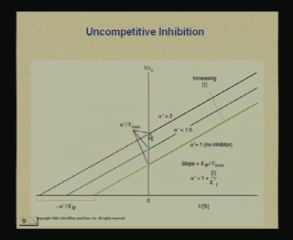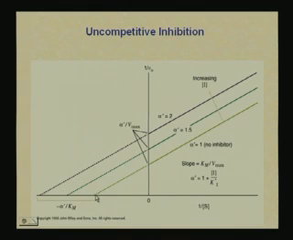So if you get parallel lines for your inhibition, you know that the inhibitor is an uncompetitive inhibitor of the enzyme. If you get lines that have an intersection on the y-axis, then what is it? It is a competitive inhibitor. If you have an intersection on the x-axis, it is a non-competitive inhibitor.